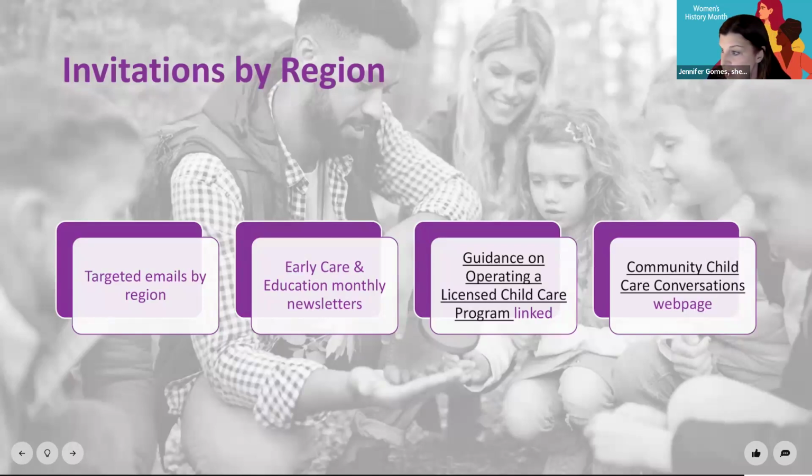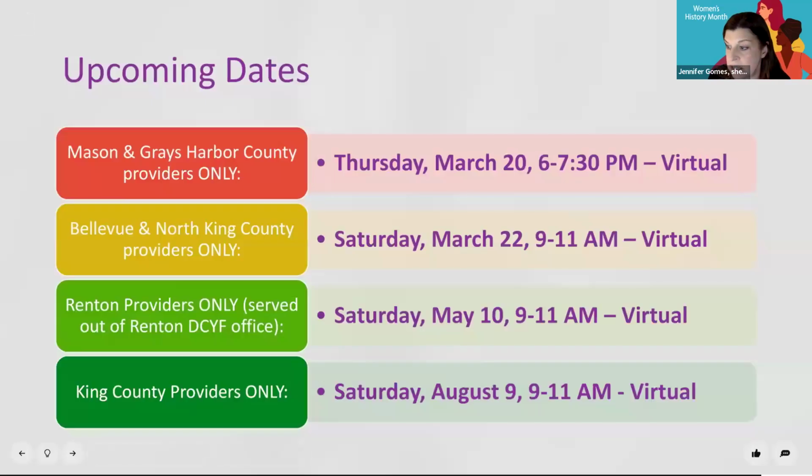And we can go ahead and move to the next slide. So upcoming dates, we've got two this week. Thursday, tomorrow night, 6 to 7:30. That is for Mason and Grace Harbor County providers only. It's virtual. Saturday morning, we're offering one for Bellevue and North King County providers only. Again, these times, evenings and weekends, are directly based on provider feedback and the need.